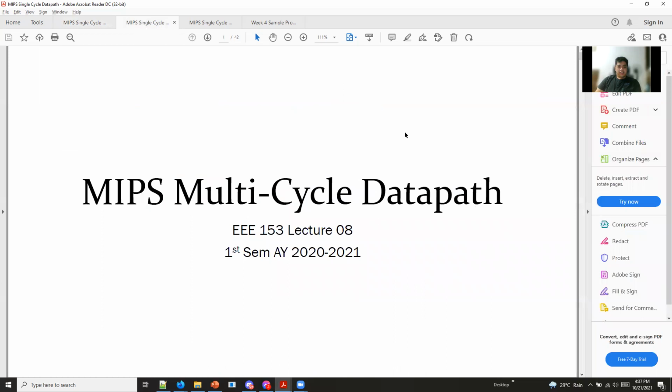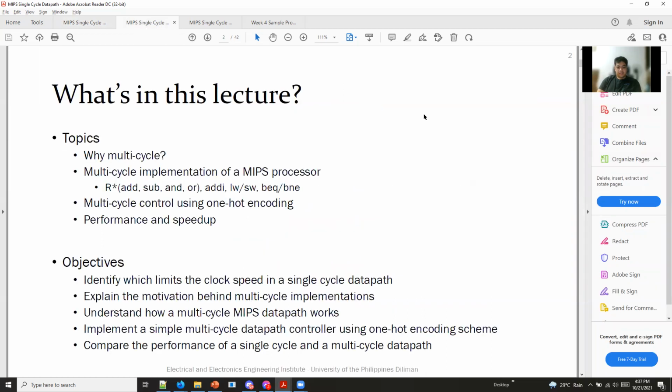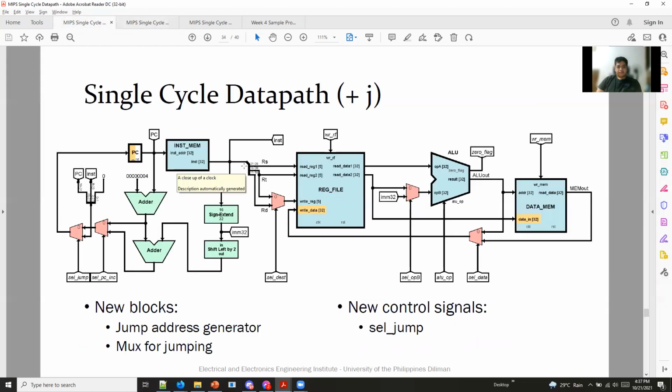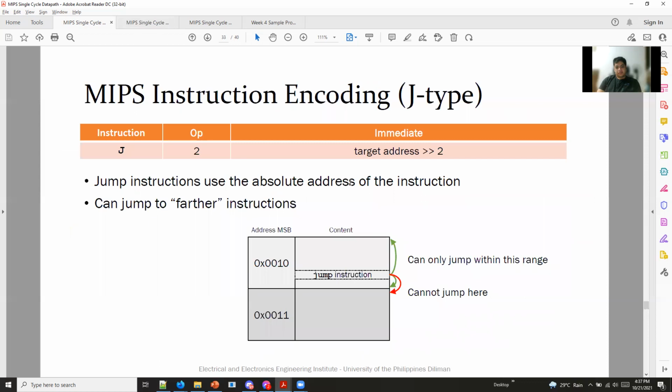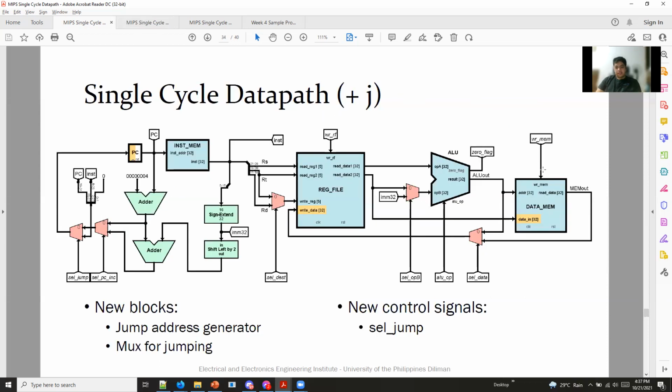Now, bakit natin gusto mag-multi-cycle? Since ang isa sa mga motivations bakit ka mag-multi-cycle is that hindi naman lahat ng instructions dadaan sa lahat ng to. So pwedeng nagkaroon ng data memory. If hindi naman natin kailangan magsulat sa data memory, pwede tayong dumiretso sa register file.